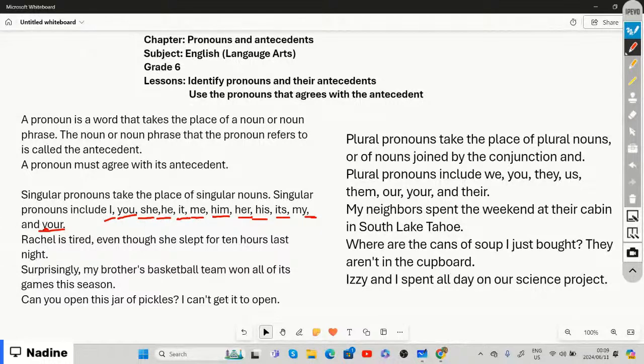And if we look at an example of singular pronouns with their antecedents, it says, Rachel is tired, even though she slept for 10 hours last night.